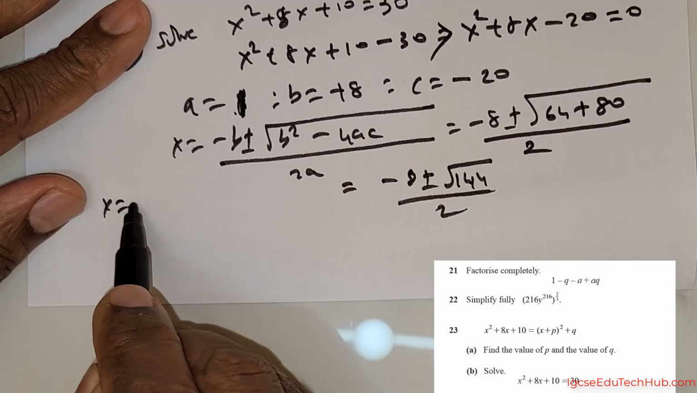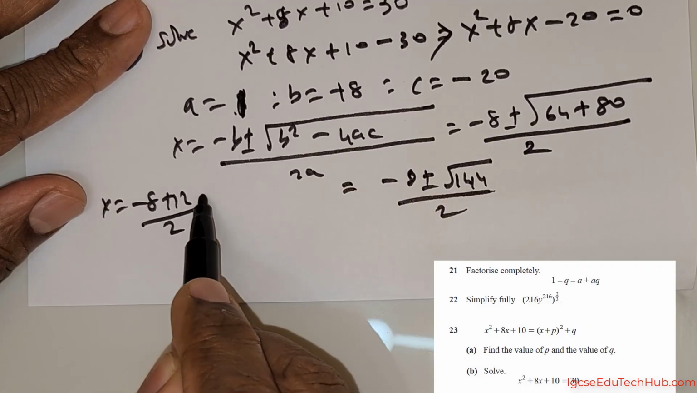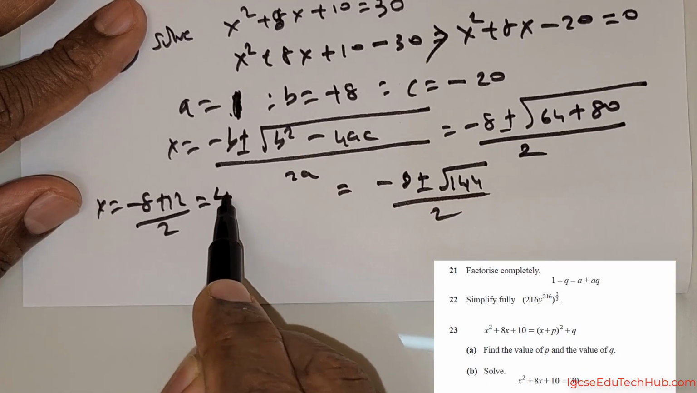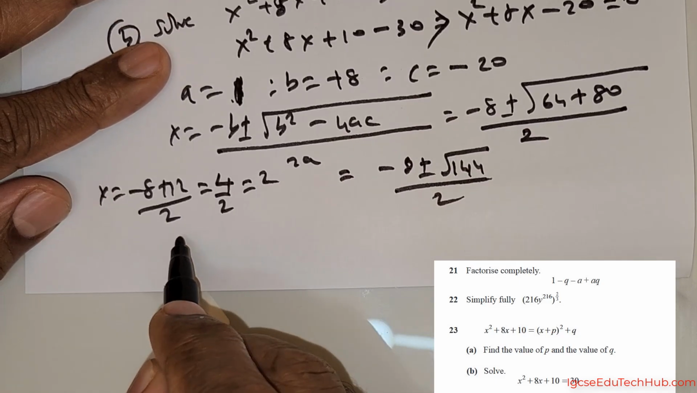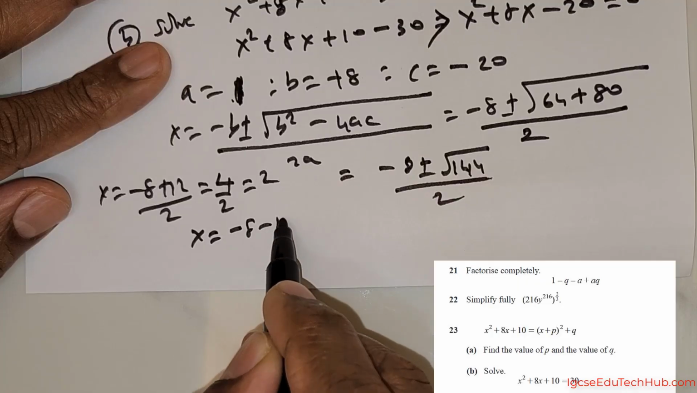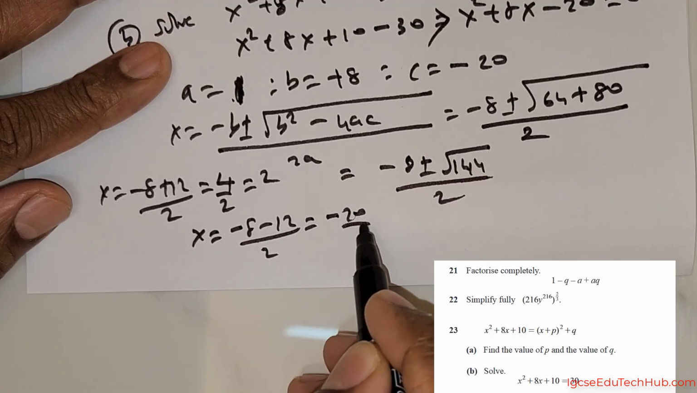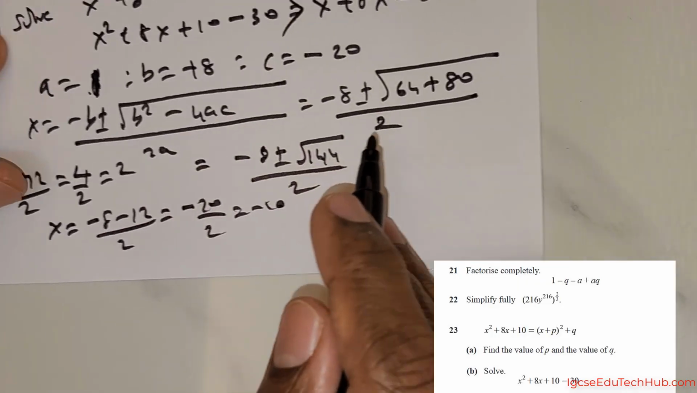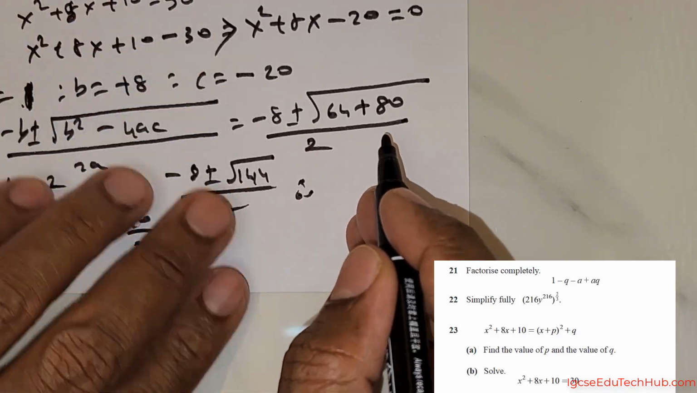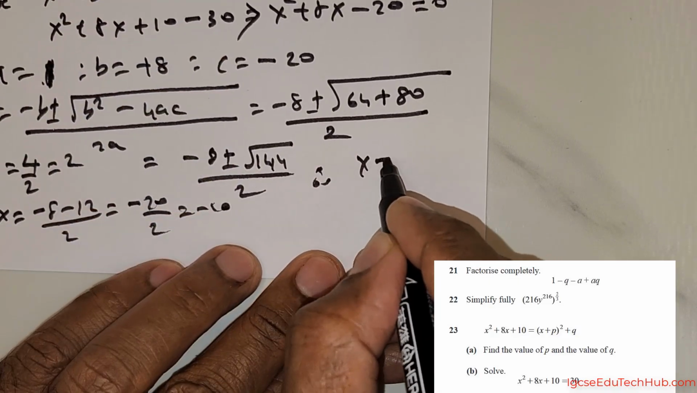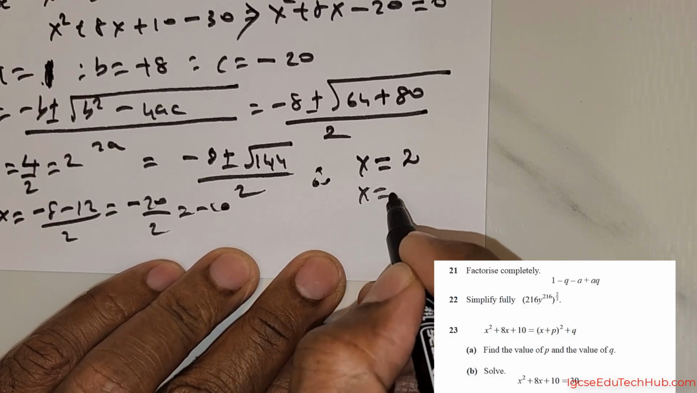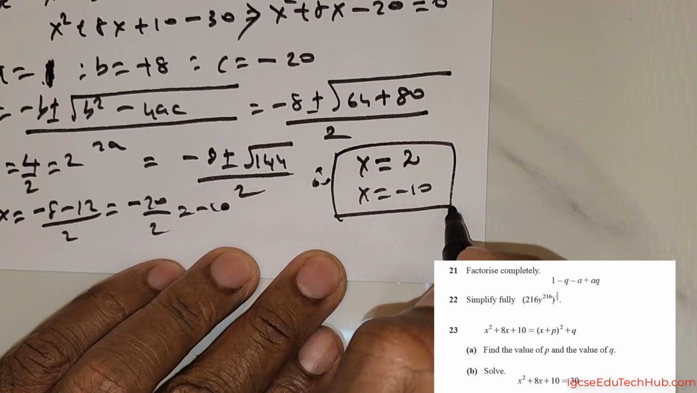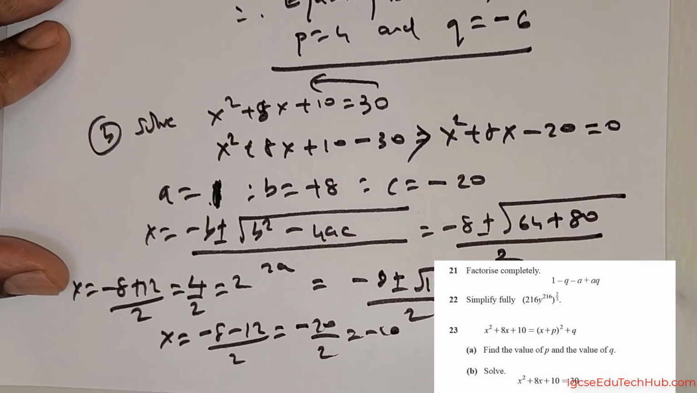So therefore x is equal to (−8 + 12) divided by 2, which is nothing but 4 divided by 2, which is nothing but 2. And the other value, x is (−8 − 12) divided by 2, −20 divided by 2 is −10. So therefore, when we solved, we got x is equal to 2 and x is equal to −10. So these are the solutions for this question.